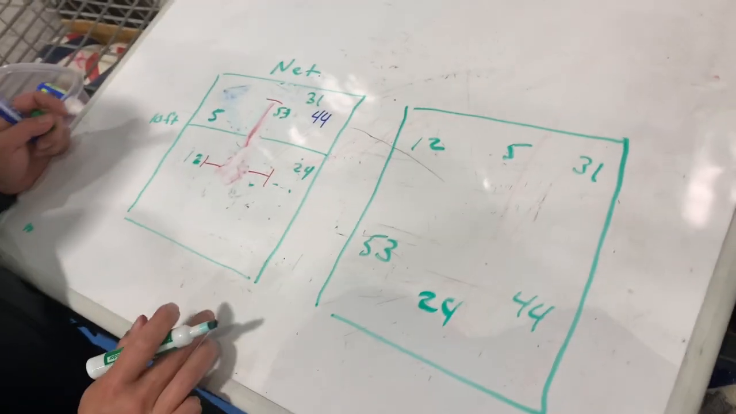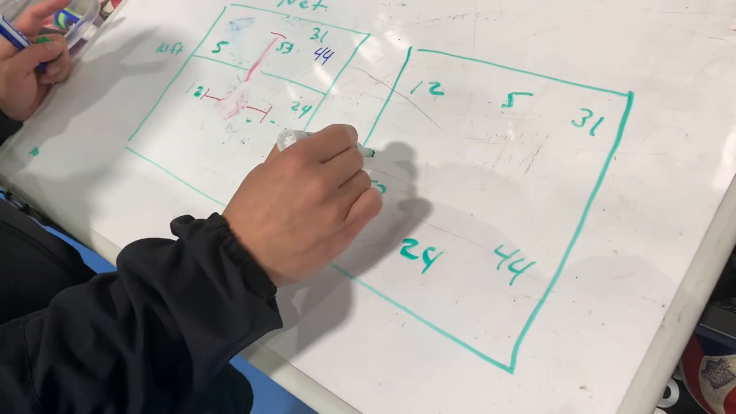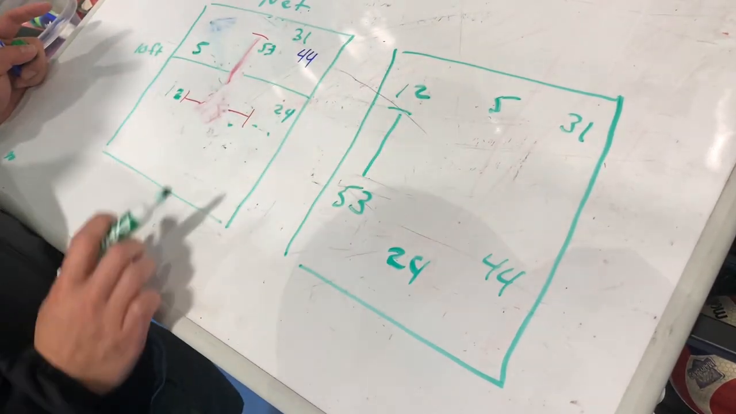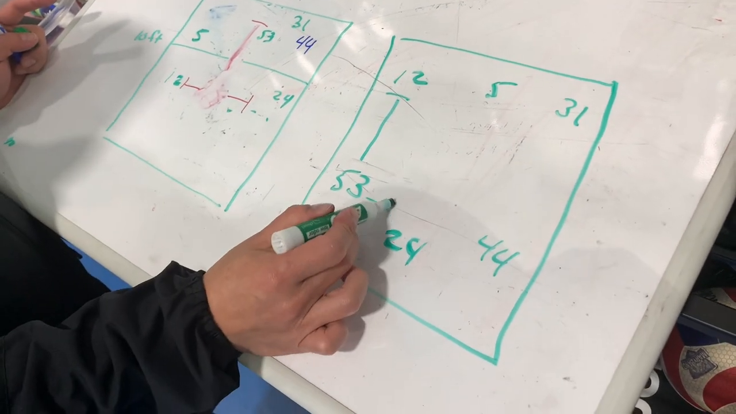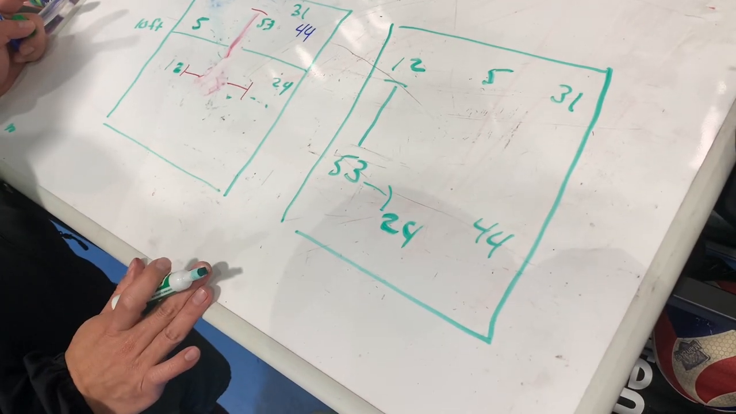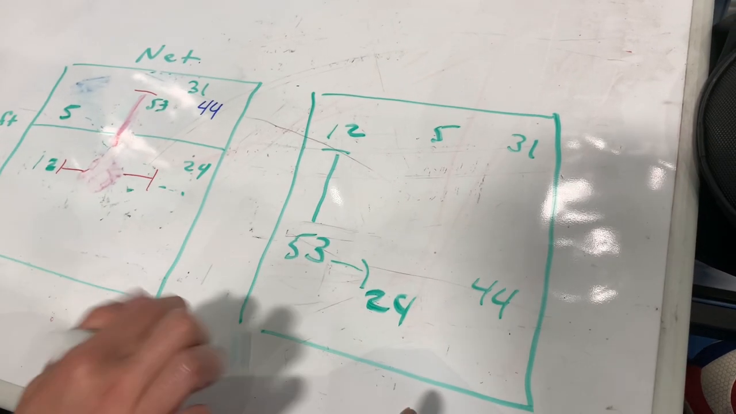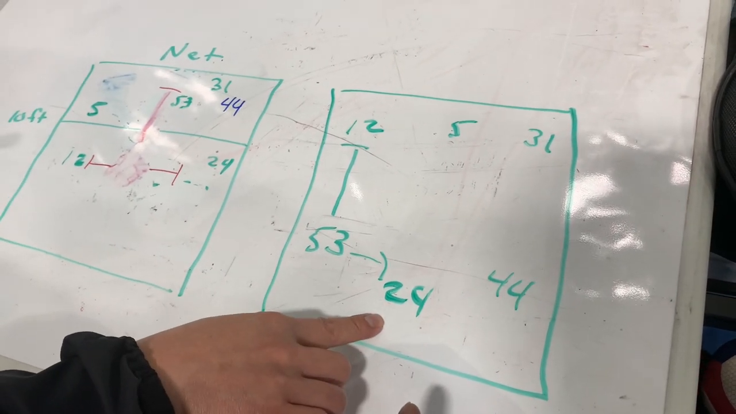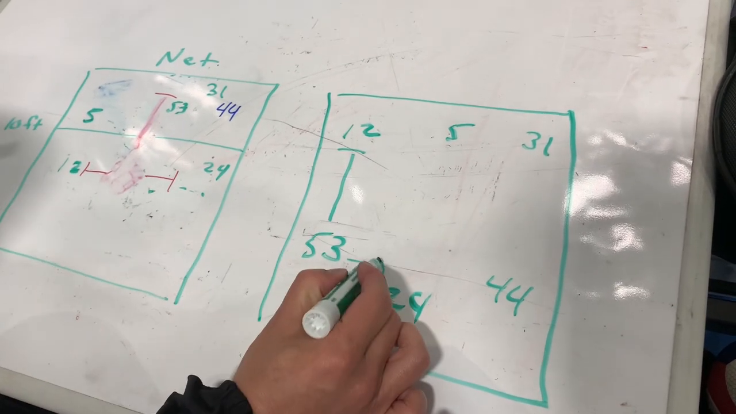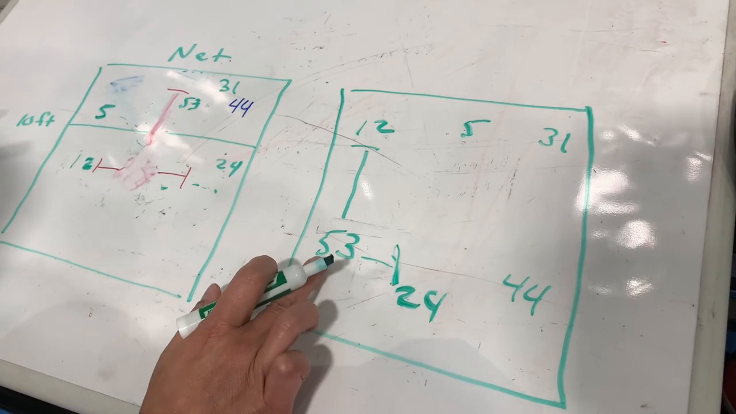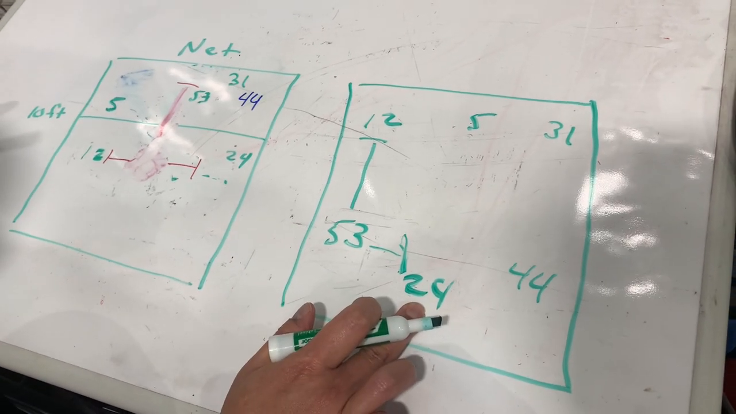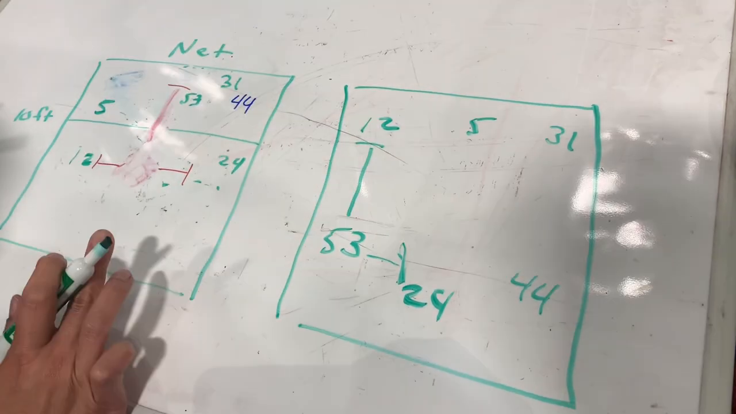So now 53 has the overlap rule. You cannot be in front of the person in front of you, and you cannot be to the side of a person beside you. You cannot be closer to the other side than the person to your side. So 53 cannot overlap 24, and 53 cannot overlap 12 now.